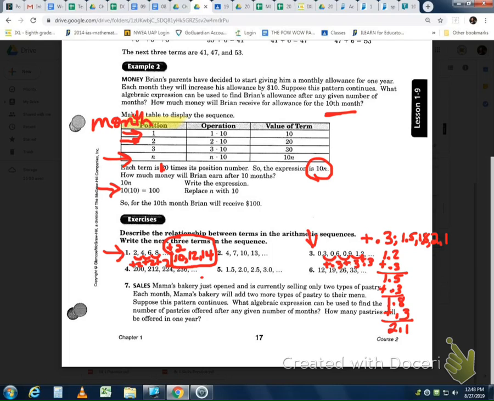Let's look at number 5. 1.5, 2.0, 2.5, 3.0. What are they adding, Kyler? How much are they adding? To get from 1.5 to 2.0, how much did they add? 0.5. So they added 0.5. And then from 2.0 to 2.5, yep, they're still adding 0.5, and again 0.5. So you would say the description is adding 0.5.